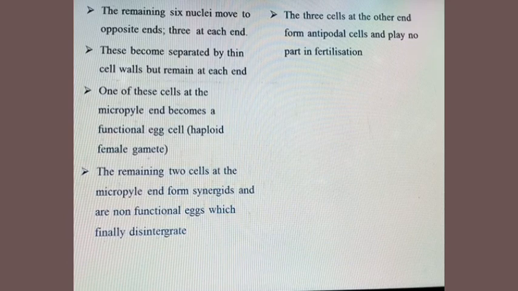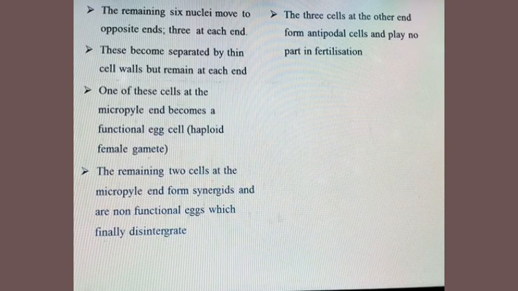One of these cells at the micropyle end becomes the haploid female gamete. Upon fertilization, it will form the zygote or the embryo. The remaining 2 at the same end, where the female gamete is, form what we call the synergids. These synergids are non-functional, so they will degenerate. We don't need them upon fertilization. At the other end, far away from the micropyle end, we have 3 cells which form the antipodal cells, and these cells also do not have any function in fertilization.